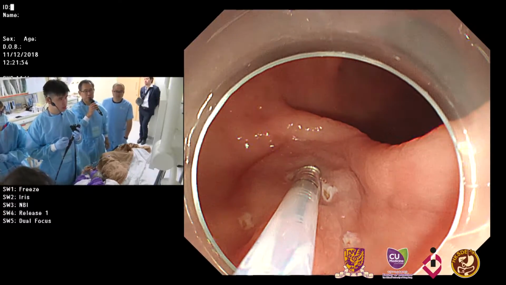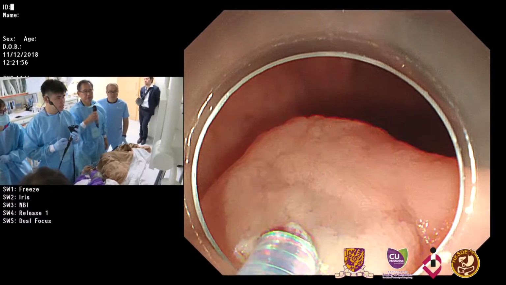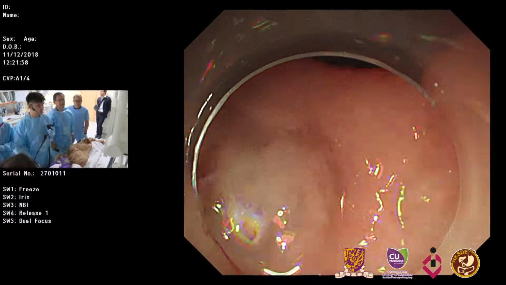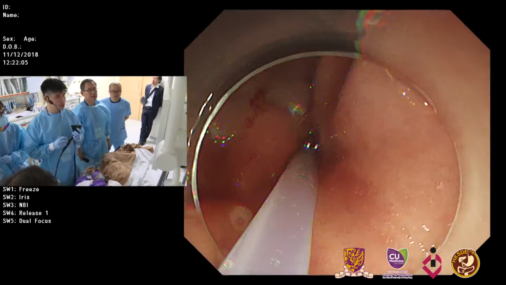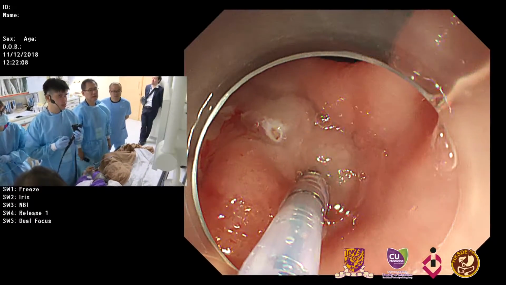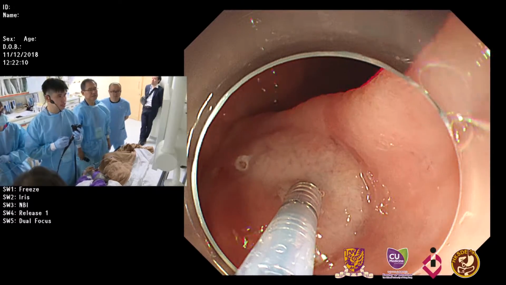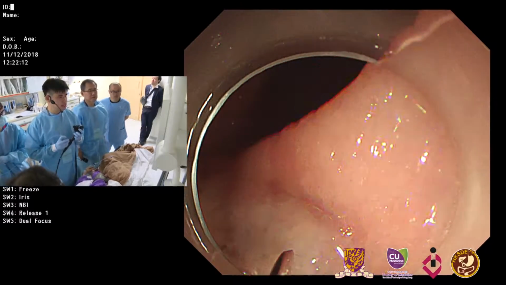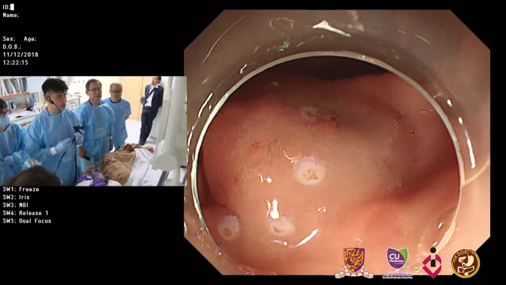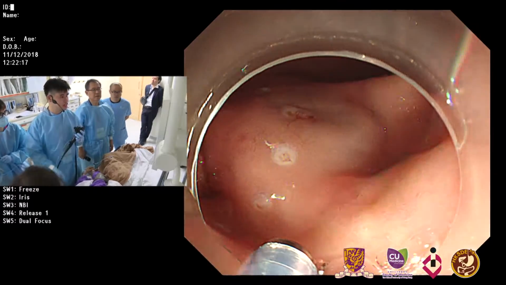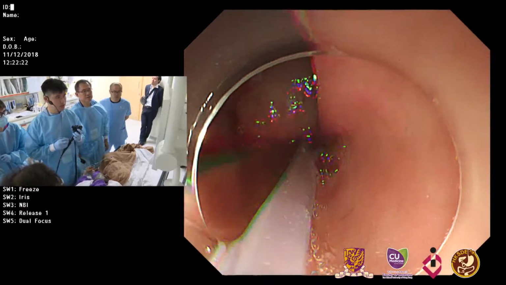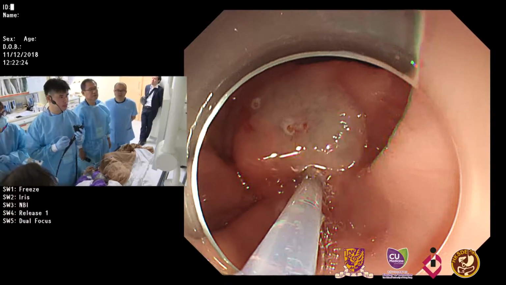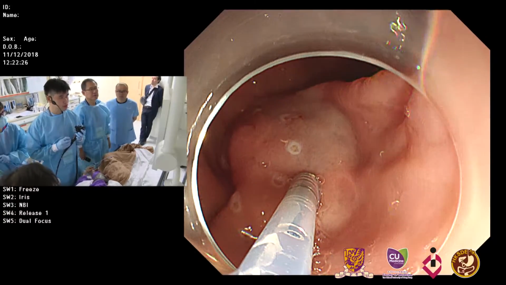So Honchi, which solution are you injecting? Actually, I'm using a mixture of saline and adrenaline, and also hyaluronic acid. Needle out. I'm not using dye. In my practice, I don't necessarily add dye in every one of my ESD cases, because sometimes, if the dye is too dark in color, it may obscure the vessel. So most of the time, I would rather use no dye for the procedure.